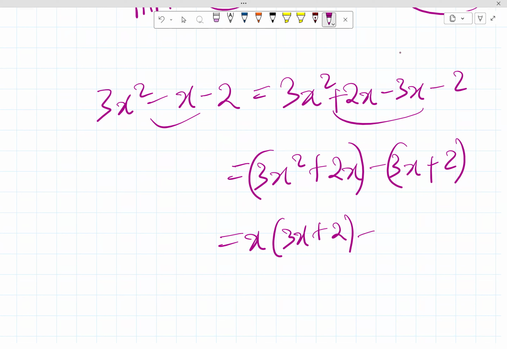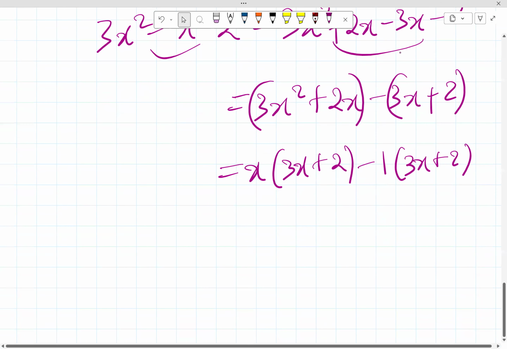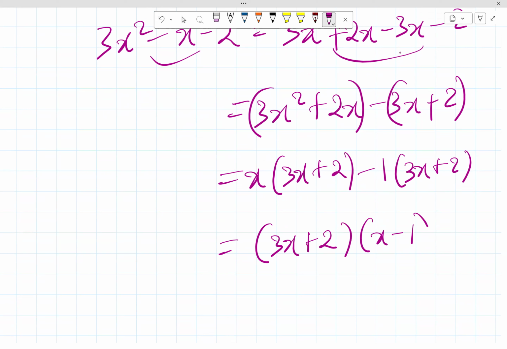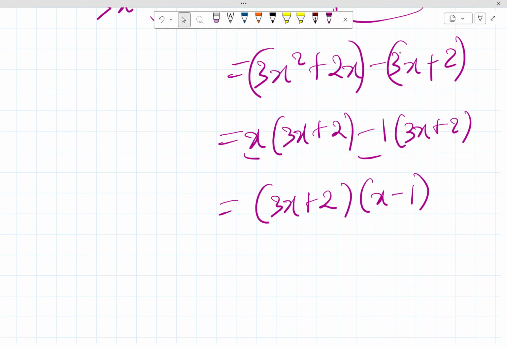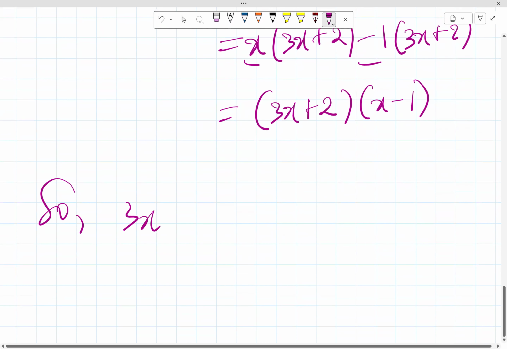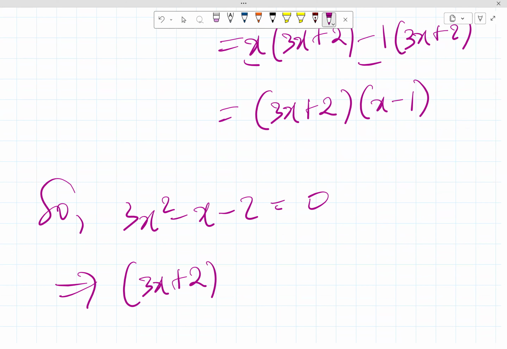Here, nothing is common. Technically, if nothing is common, then 1 is common. That's 1 into 3x plus 2, like that. So in that case, we can say 3x plus 2 into x minus 1. So 3x squared minus x minus 2 equals 0 implies that we have 3x plus 2 into x minus 1 equals 0.